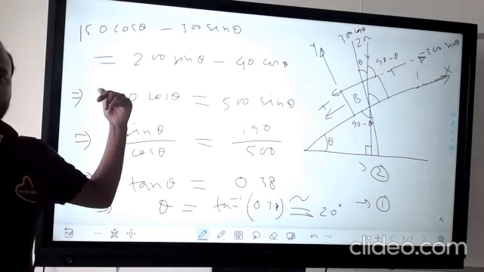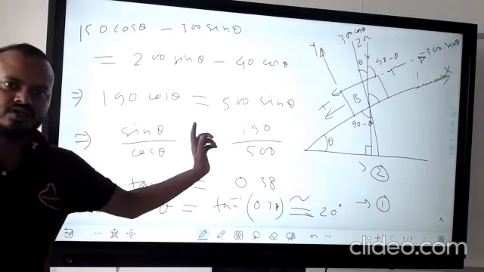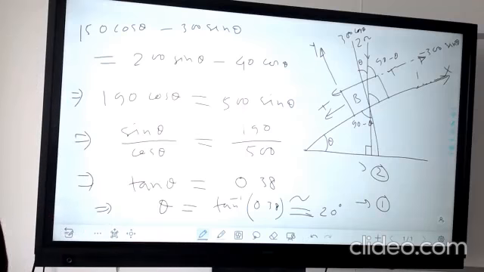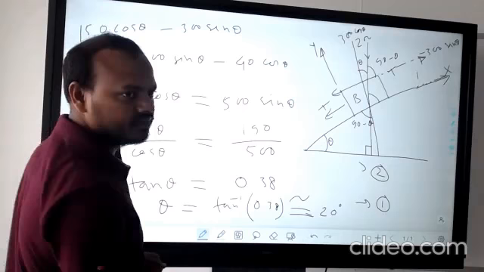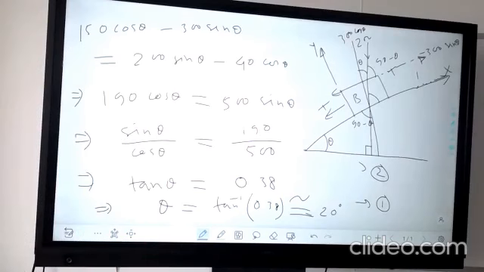Another answer is we have to find out the tension in the cord. So we have calculated theta. We have two equations, 1 and 2. In any one equation you can substitute this theta value and you will find the tension. So find out the tension. Always be careful while drawing the free body diagram, and find out the tension in the cord.